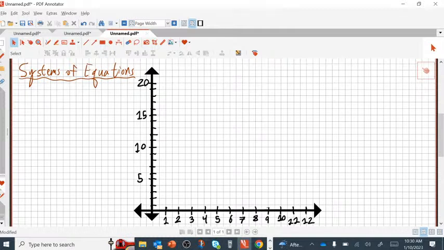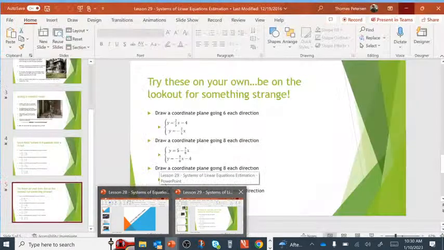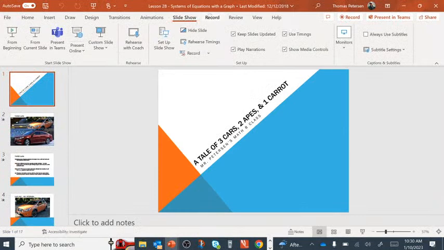Anyway, let's see what we got here, guys. You guys have this coordinate plane down? Okay, then let's get started. Today we start, and we're going to finish this up tomorrow. This is going to be a two-day lesson. A tale of three cars, two apes, and one carrot.